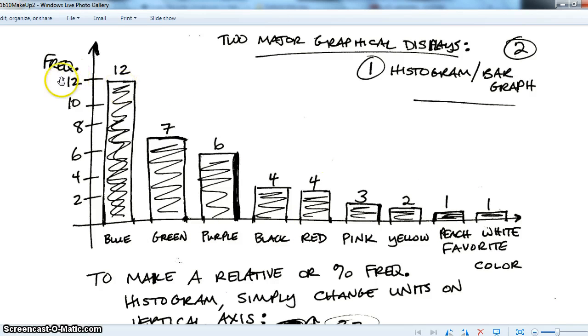So I've labeled my two axes. So this is really like a graph with an independent and dependent variable. The independent variable is your favorite color. The dependent variable is your frequency. And the frequency depends on the color. You tell me a color, I'll tell you how often it was the favorite color.